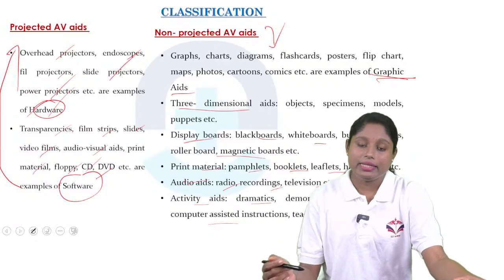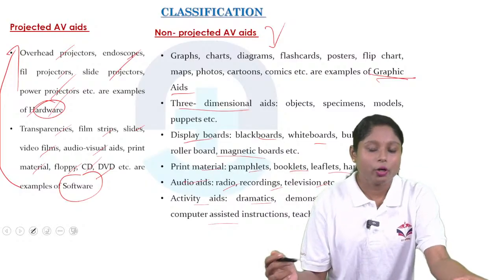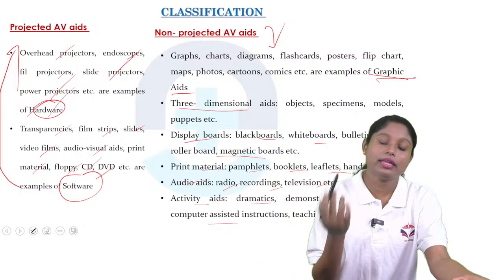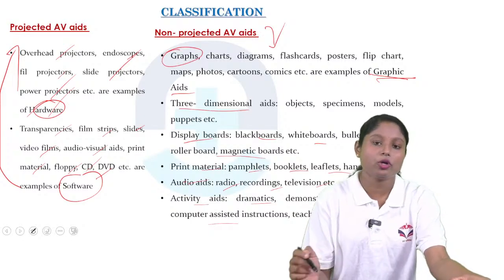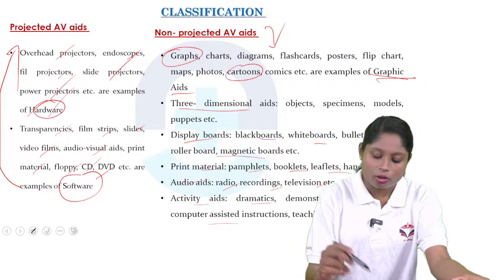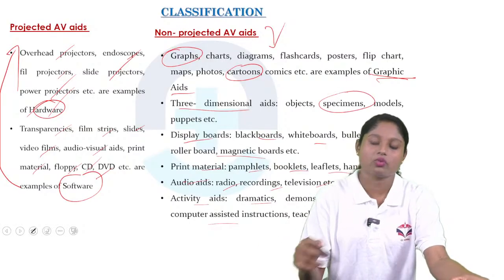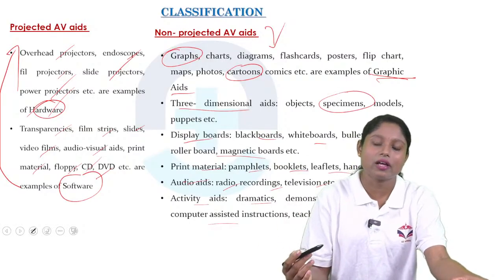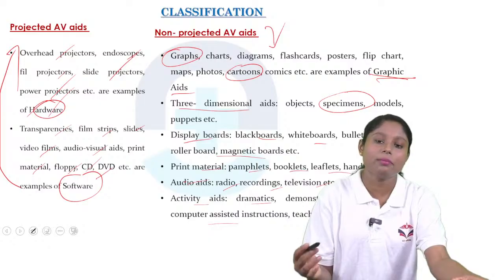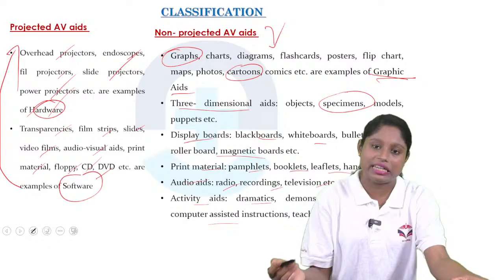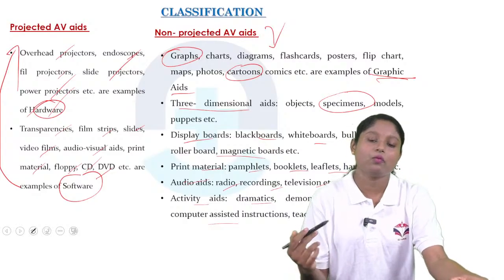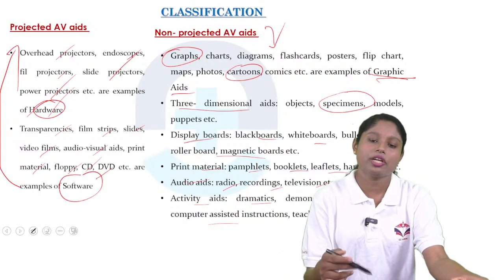You need to study the projected and non-projected aids in detail because there is a chance they will ask, maybe, write about graphs or write about cartoons or explain about specimens. So there is a chance, particularly in the exams, that questions will come about the projected and non-projected aids, to explain in detail. So you need to study one by one. You need to study about all these.